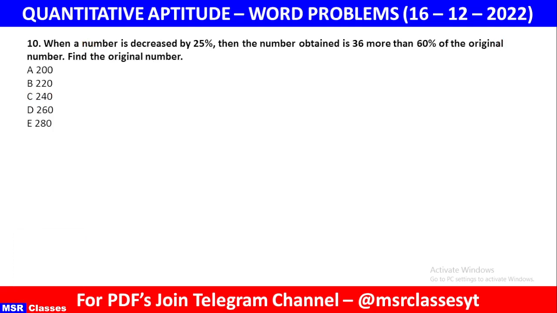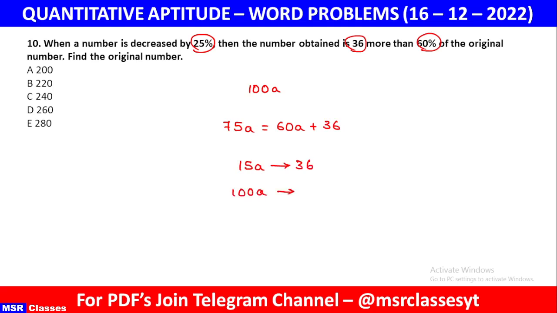Next question. When a number is decreased by 25%, then the number obtained is 36 more than 60% of the original number, right? Original number 100A, if decreased by 25%, it is 75A, and 60% of the original number. 75A is 36 more than 60% of the original number, so 15A's value is 36. Then we need to find the original number 100A, which is 5 times 3, 5 times 20 is 3, 12 times 12 is 24, 240 is the original number. Option C.